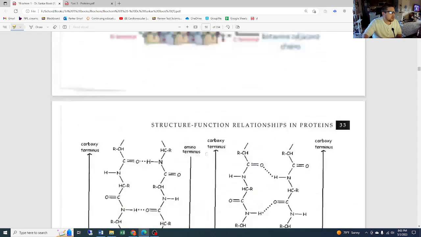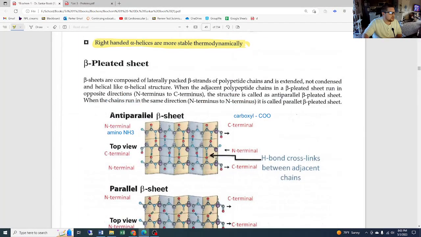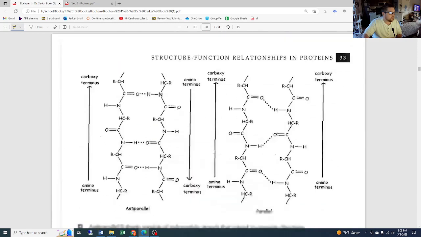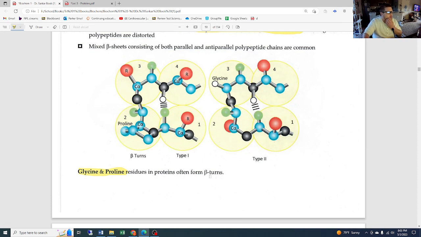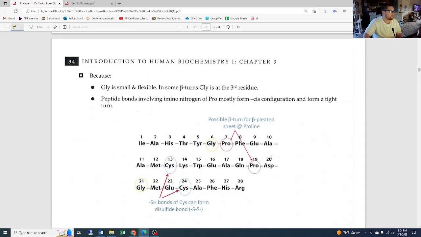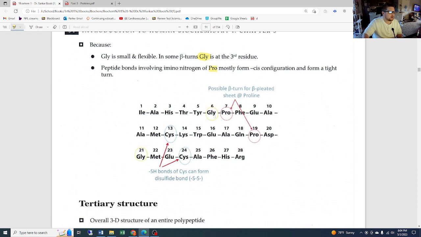Within these sheets, you'll have a turn, so you go down and turn. So those connections where it's connected. Typically, you're going to have glycine and proline form those turns in the beta pleated sheets. And that is because glycine is small and flexible, and the peptide bonds involving amino nitrogen of the proline mostly form the cis configuration, form a tight turn. Don't worry too much about all the extra words. Remember glycine, remember proline. Those are the ones where if it's going to turn, that is where it likes to turn. Okay?